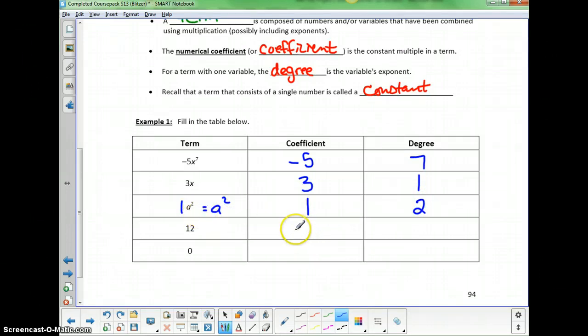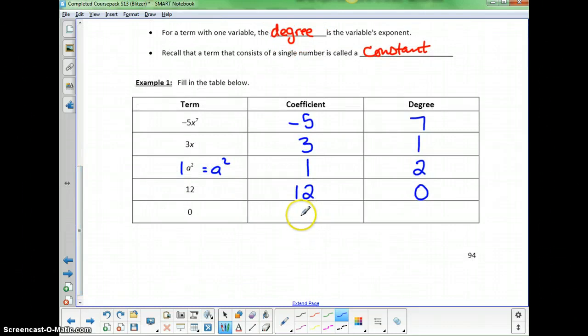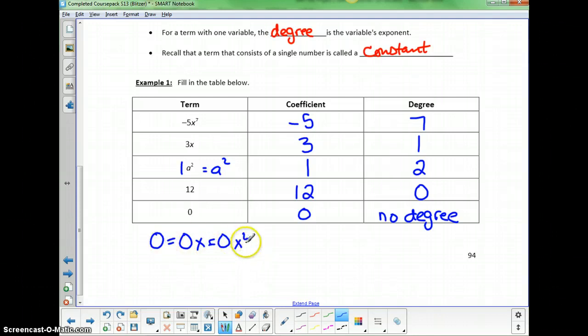In 12, the coefficient is 12, that's the number, and the degree is 0. There are 0 x's there. What about for 0? For 0, the coefficient is 0, but the degree? The degree is actually no degree. 0 has no degree, and the reason for that is 0 is the same thing as 0x, is the same thing as 0x squared, and so on. 0 times anything is 0, so I don't know what the degree might be. I just have to say that 0 has no degree.